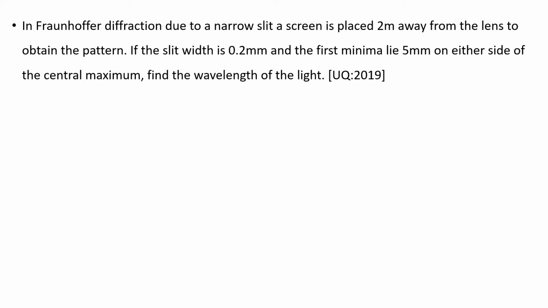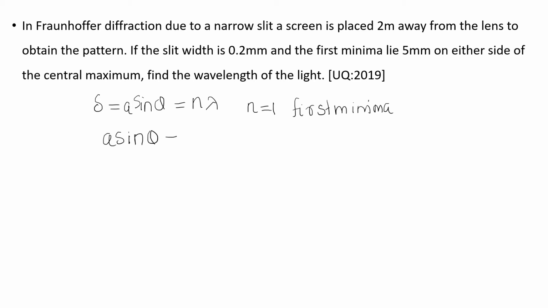So we have studied the Fraunhofer diffraction due to single slit, and the condition for minima, that is the path difference delta is equal to a sine theta is equal to n lambda. This is the condition for minima. For n is equal to 1, we get the condition for first minima. That is, for the first minima, a sine theta is equal to lambda.